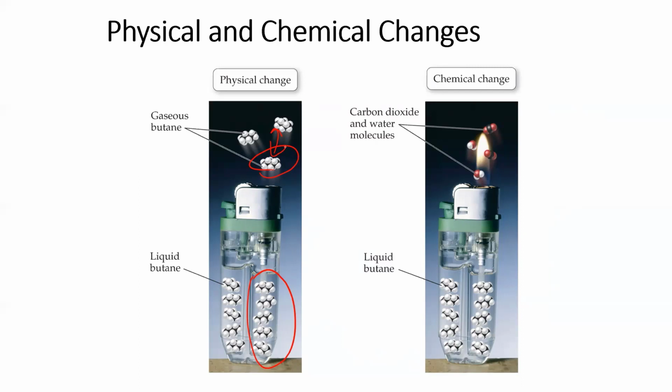A chemical change is when I actually change its composition. So here I have the butane. If I initiate a spark and it combines with oxygen, the carbons in the butane, which are the black dots, combine with the oxygen to produce CO2. And then the hydrogens, the white dots in the butane, combine with the oxygen in the air to produce H2O, right?